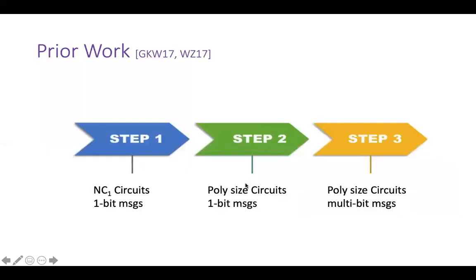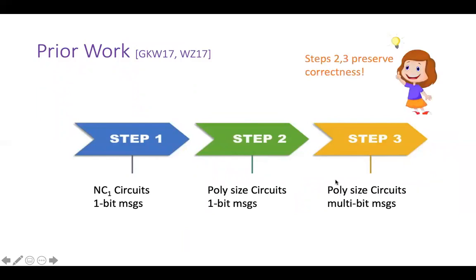Before discussing our construction, let's see how the previous construction works. They do it in three steps. They first construct lockable obfuscation just for NC1 circuits and for 1-bit messages. And then they bootstrap this construction to polynomial-size circuits and still 1-bit messages. And then they extend this construction further for polynomial-size circuits and multi-bit messages. As it turns out, steps 2 and 3 preserve the perfect correctness property. If step 1 gives a perfectly correct lockable obfuscation, then the final lockable obfuscation is going to be perfectly correct.